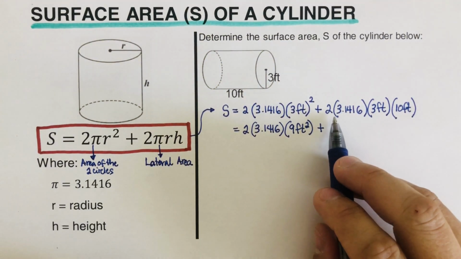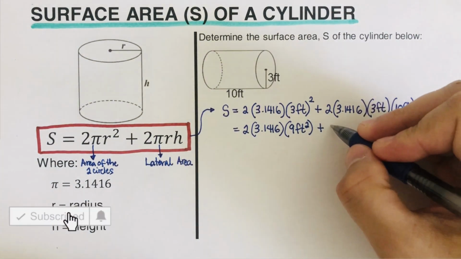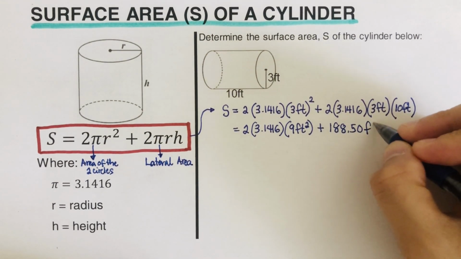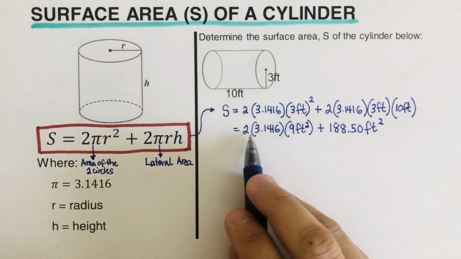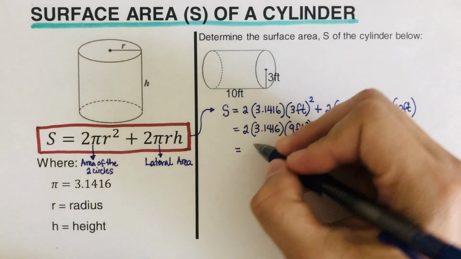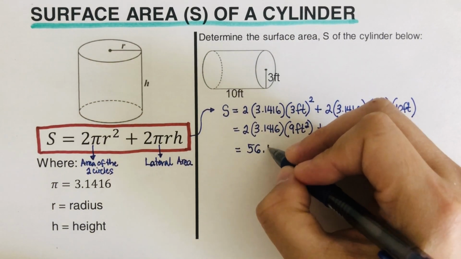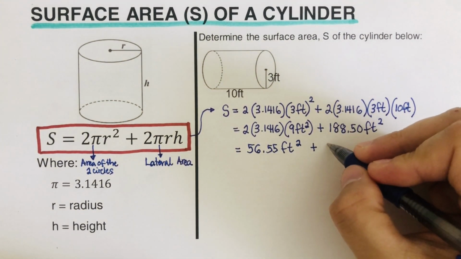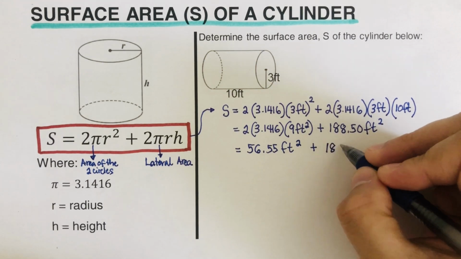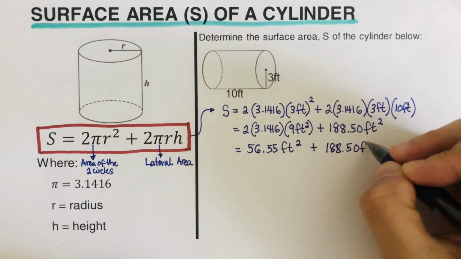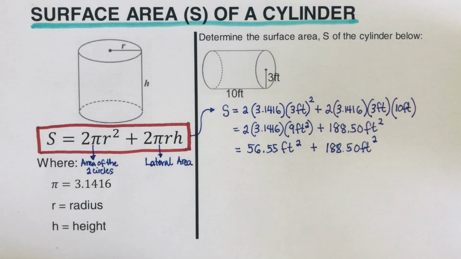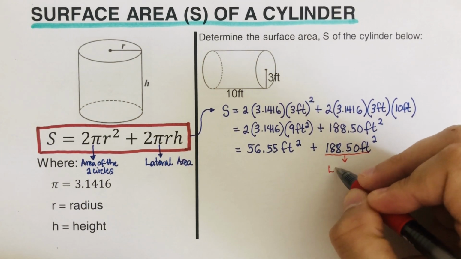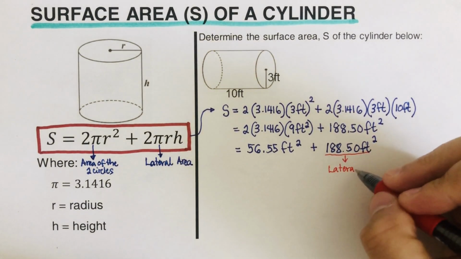Plus, if we multiply all these together, that would come out 188.50. Feet times feet is feet squared. So then we can go ahead and multiply these three together. This is 56.55 feet squared. Plus, this one right here is 188.50 feet squared. Now, please remember that this is the lateral area. Again, this is called the lateral area.